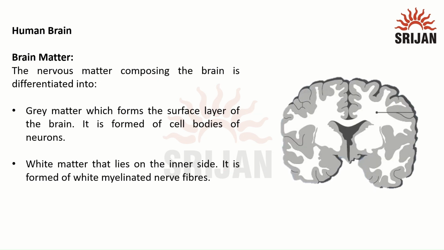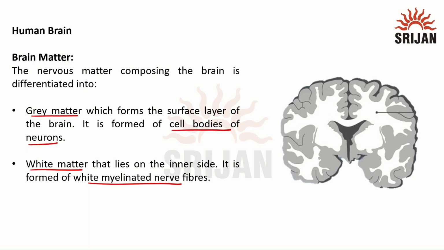Now coming to the main structural component, the brain matter or the entire structure is divided into two matters. One is gray matter, the other is white matter. This is based on the color in which they appear under the microscope. So gray matter is basically made up of the cell bodies of neurons, hence appears gray in color. White matter, on the other hand, is made up of white myelinated nerve fibers.